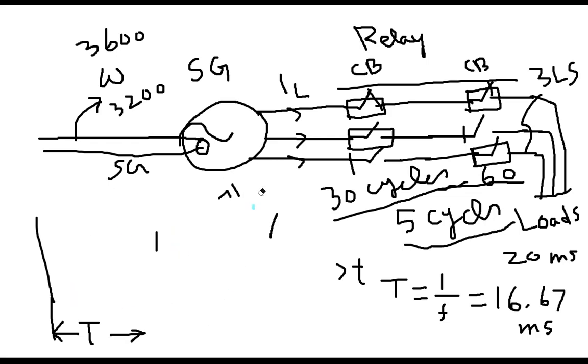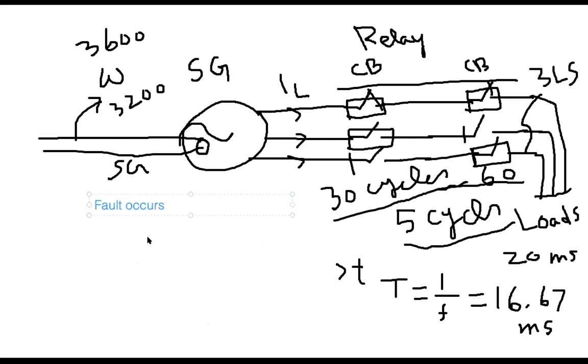So everybody, you can summarize in that way. Let me clean up here. You can write down here: fault occurs. And then within 5 cycles, CB opens. Then the next sequence, after 30 to 60 cycles, CB recloses. So this is the sequence.